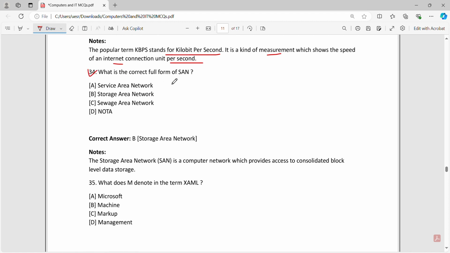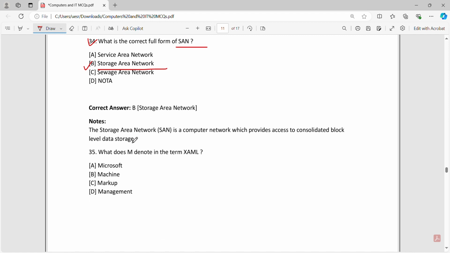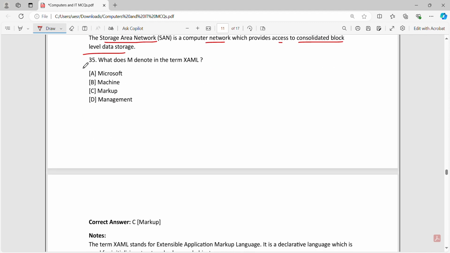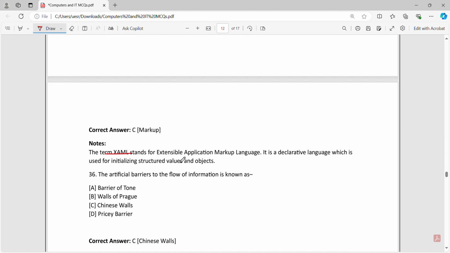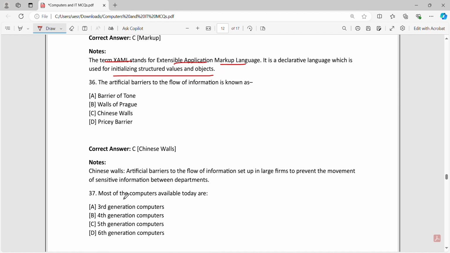34th, what is the correct full form of SAN? So, storage area network. SAN means storage area network, a computer network which provides access to consolidated block-level data storage. 35th, what does M denote in the term XAML? So it denotes markup. XAML means Extensible Application Markup Language, a declarative language which is used for initializing structured values and objects.